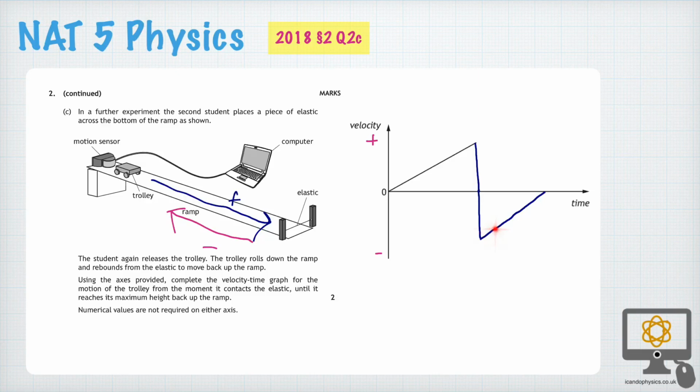The second thing is that this gradient should be roughly the same as this one here, and that's because the only force acting on the trolley is the weight of the trolley, the gravity acting down the slope, and so its rate of deceleration should be the same as its rate of acceleration as it rolled down the slope. And then the final thing is it should come to a stop. The graph should come to a stop here because we're meant to be drawing the velocity of the trolley until it reaches its maximum height. And when it reaches its maximum height, that means the velocity of the trolley is zero. So that's how we draw that graph.